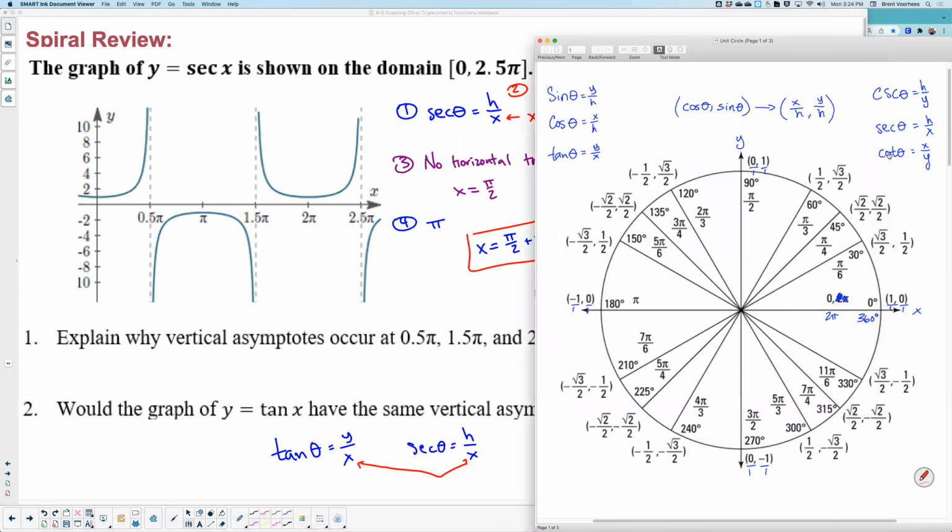Whereas, in contrast, cosecant and cotangent would have identical placements for their vertical asymptotes with one another. However, they would be different from secant and tangent, because secant and tangent divide by x, while cosecant and cotangent divide by y.